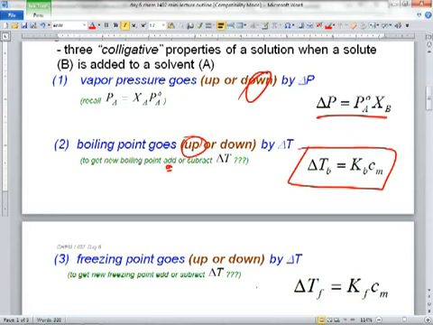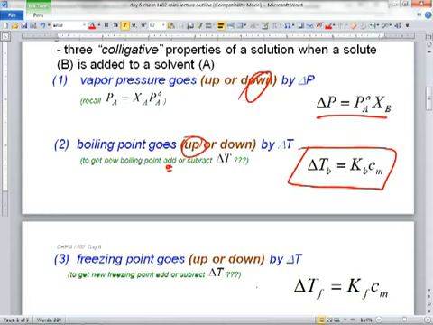KB, this is something that we're going to look up in the table. Let's say we dump sugar in water. Do we look up the little k for sugar, or do we look it up for water? Which one?